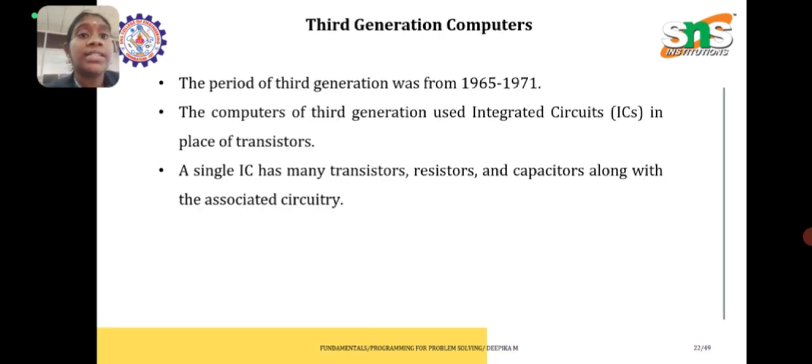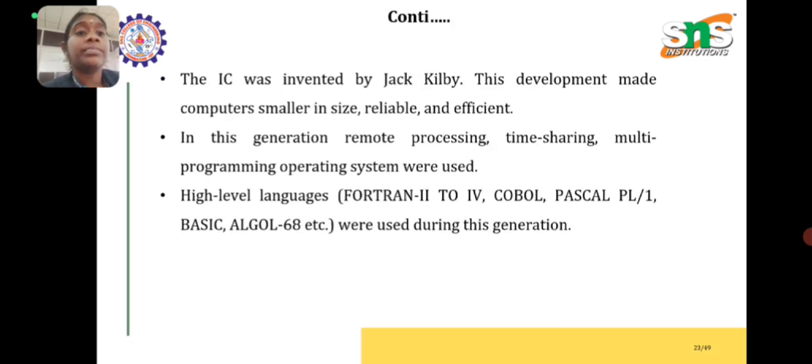Let's move on to the third generation computer. We already said that the third generation was 1965 to 1971. In that generation, integrated circuits were used. In place of transistors, we use integrated circuits. A single IC has many transistors, resistors and capacitors along with the associated circuitry. The integrated circuit was invented by Jack Kilby.